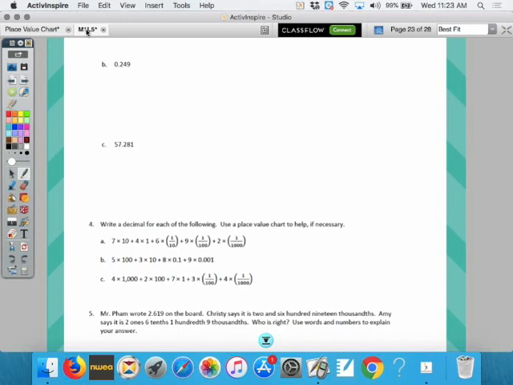Okay? So go ahead and write equals, then two copies of, and just copy it off of your place value chart. You can check it with mine when you're finished, but don't look up until you're finished.